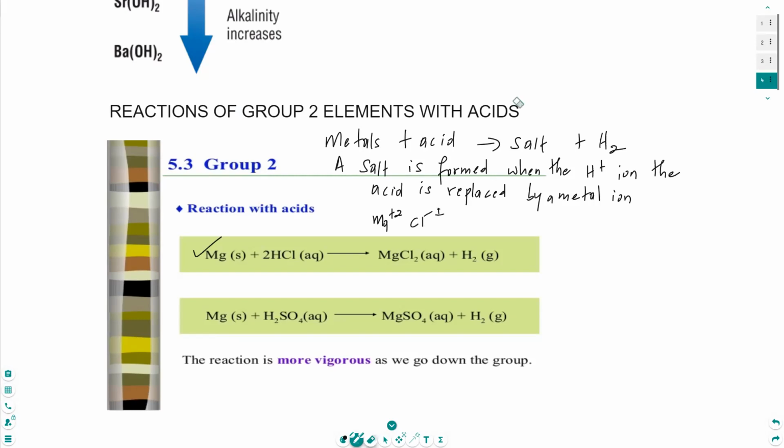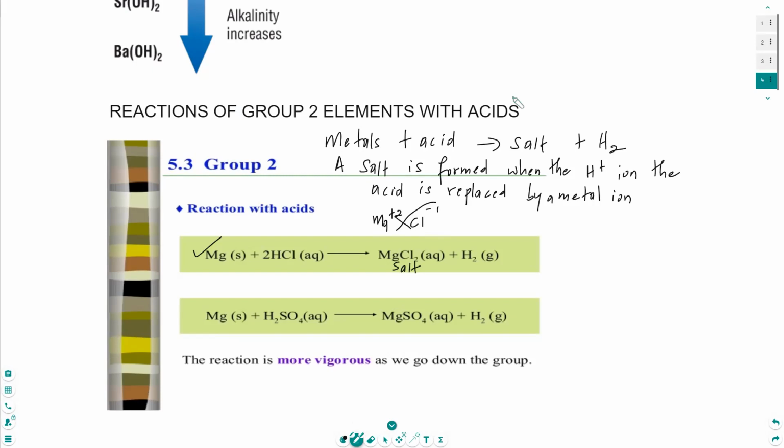So when you have ions and the charges of the ions are not equal, then at that point you must do cross multiplication of your charges. So that's why we end up with this formula being magnesium chloride, MgCl2. In order to balance this equation, we would need to use 2 moles of the acid to react with 1 mole of magnesium. So here we have our salt and here we have our hydrogen.